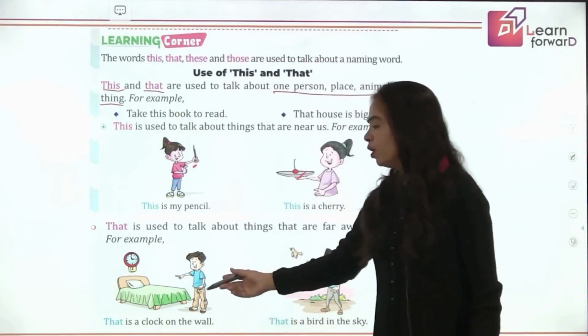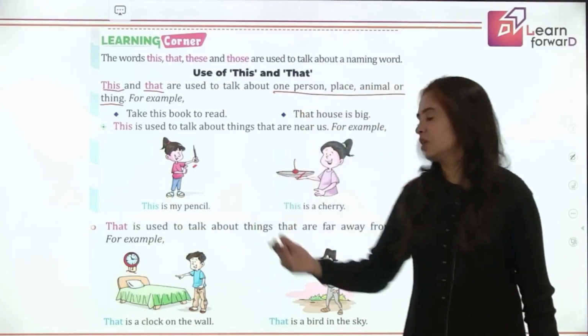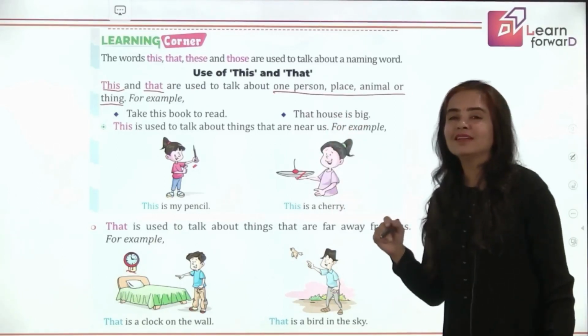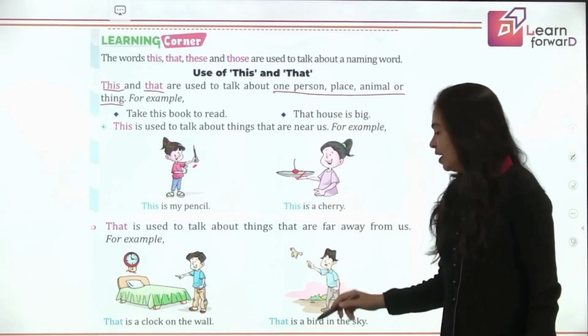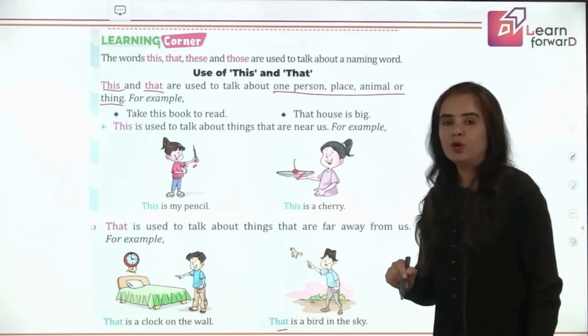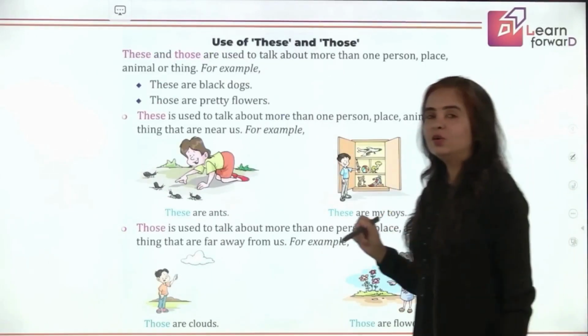So the boy is pointing out that is a clock on the wall because it's away, and he's pointing out towards a bird in the sky. So away, he is using that is a bird in the sky. I hope you have understood. Can we move ahead to these and those now?